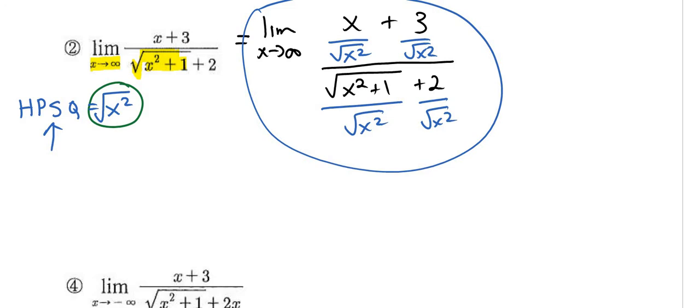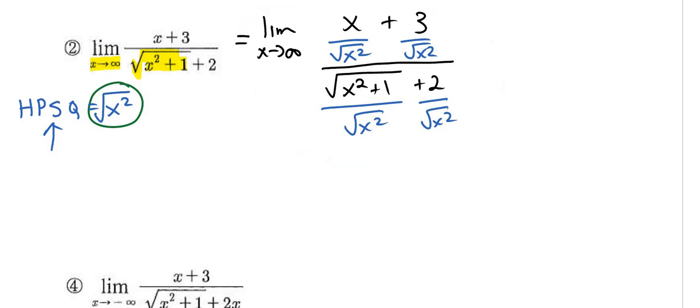All right, let me just go back here and get rid of some of these signs. Okay, so what we need to do now is simplify these limit statements. So this is the limit as x goes to infinity. Now this is going to be x plus 3. Now this part here in yellow, remember that's the same thing as the absolute value of x.